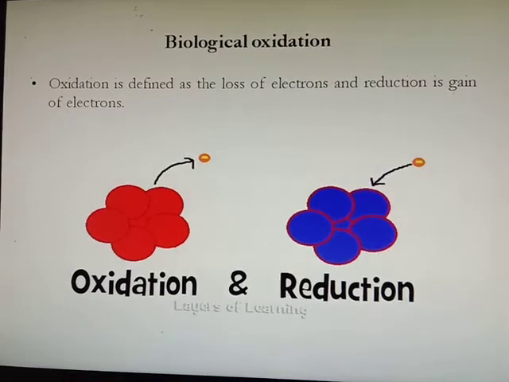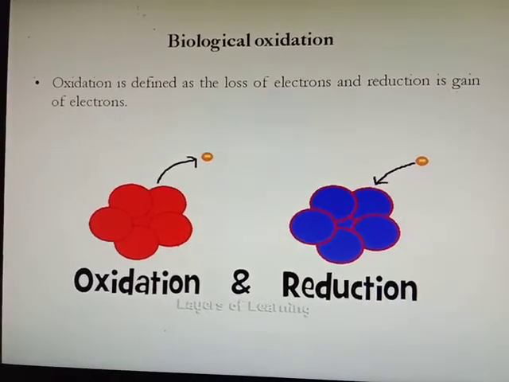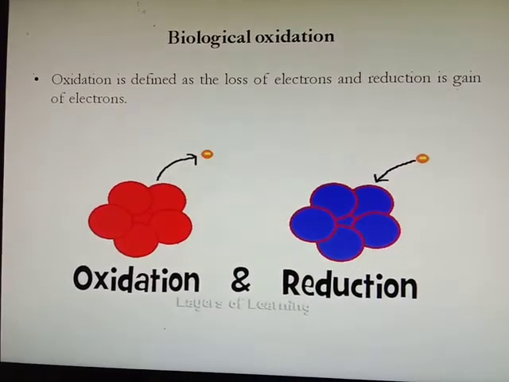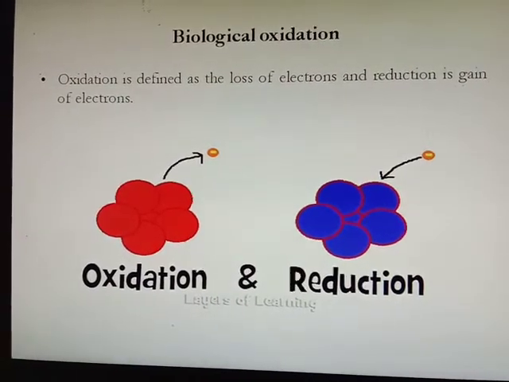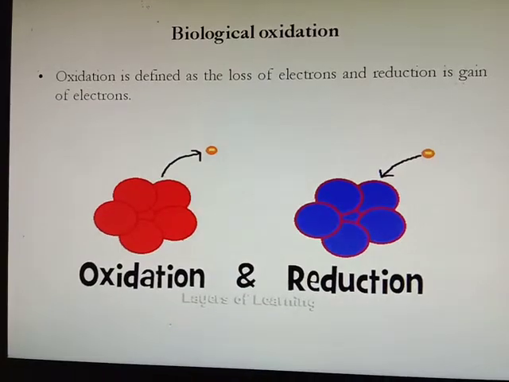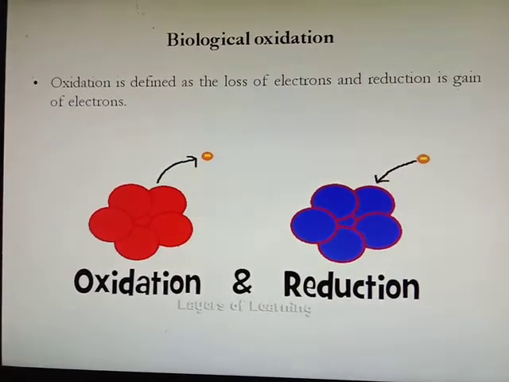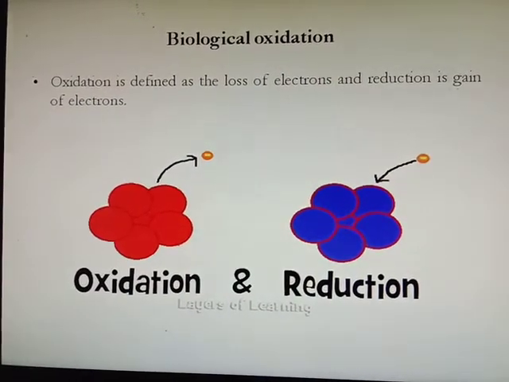Today we will learn about biological oxidation. In biological oxidation, it covers oxidation, reduction, the enzymes involved in this oxidation, and then the electron transport chain. So we will see one by one.